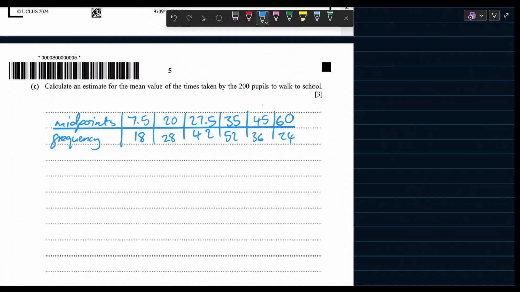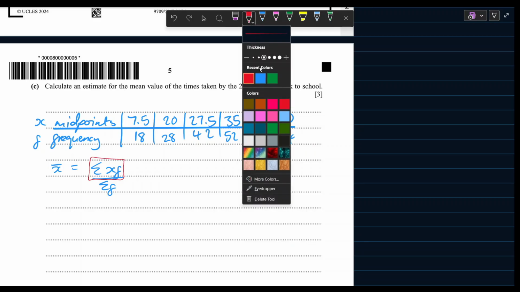So we now have a table of our midpoints against their frequencies. Now we can finally calculate our mean. And the formula we are going to use is that x bar is equal to the summation of xf over the summation of f, where x are our midpoints and f is the frequency. So let's start off by finding the summation of xf.